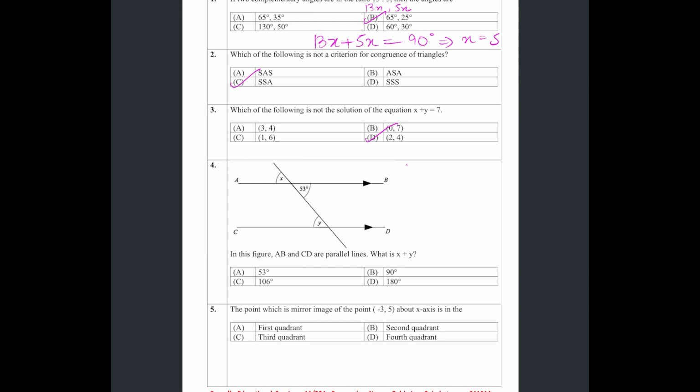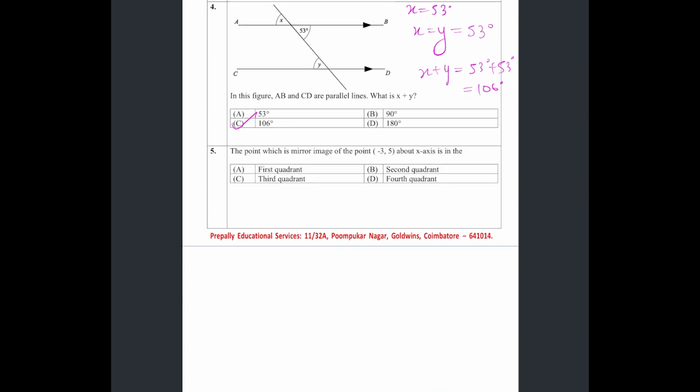Okay, here we have x equals 53, it's vertically opposite, and we also have x equals y, right? And they both equal 53. So x plus y is equal to 53 degrees plus 53 degrees, which is 106 degrees, right?